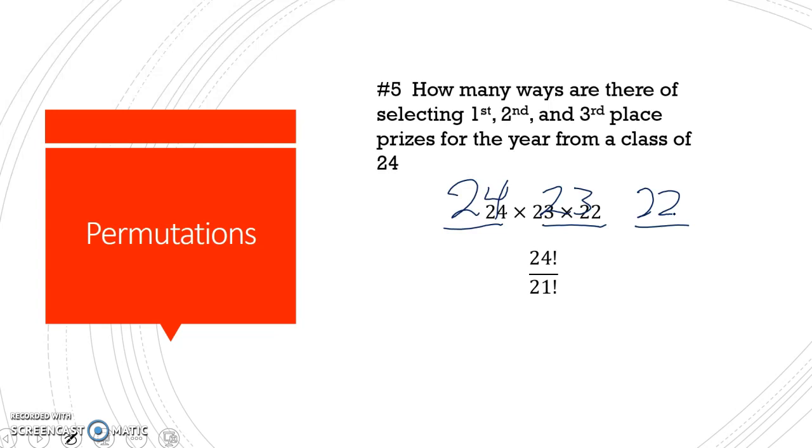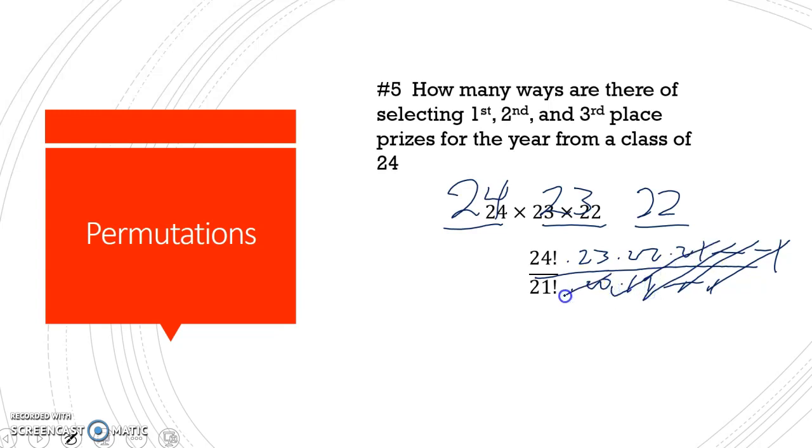Well, another way to do that is to take 24 factorial divided by 21 factorial. 24 factorial means 24 times 23 times 22 times 21, all the way down to 1. 21 factorial means 21 times 20 times 19, all the way down to 1. Well, if I'm multiplying all these together, the 1s will cancel, 2s will cancel, everything will cancel up to 21, and what I'm left with is 24 times 23 times 22. This is the exact same thing that I had at the beginning. So I could take 24 factorial divided by 21 factorial, and in fact, that's what your calculator does when you use the permutations button. Okay?